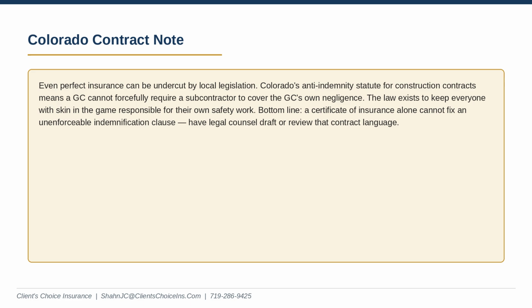Yeah. And the critical disclaimer in the text is that an insurance certificate or an endorsement requirement alone cannot fix an unenforceable indemnification clause. Oh, wow. So if your contract language is illegal, the insurance won't save you. It absolutely will not. This is why the realms of insurance advising and legal counsel have to operate together. You must have legal counsel draft or review that indemnification language.